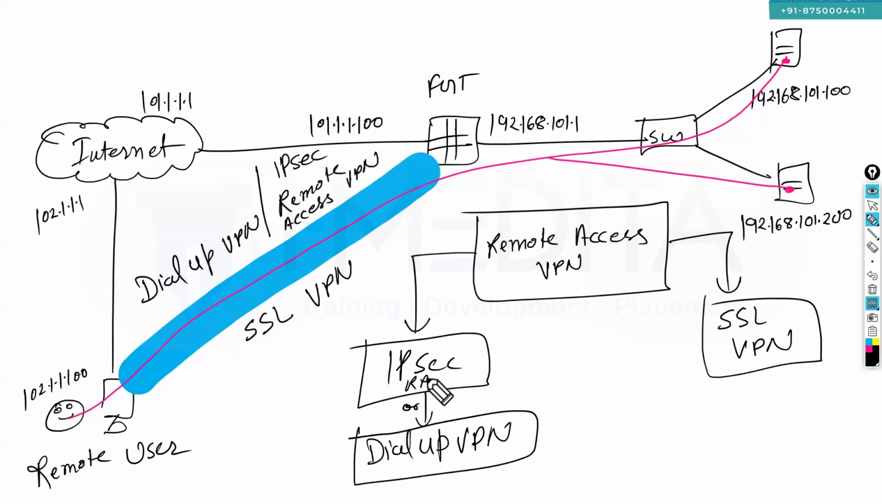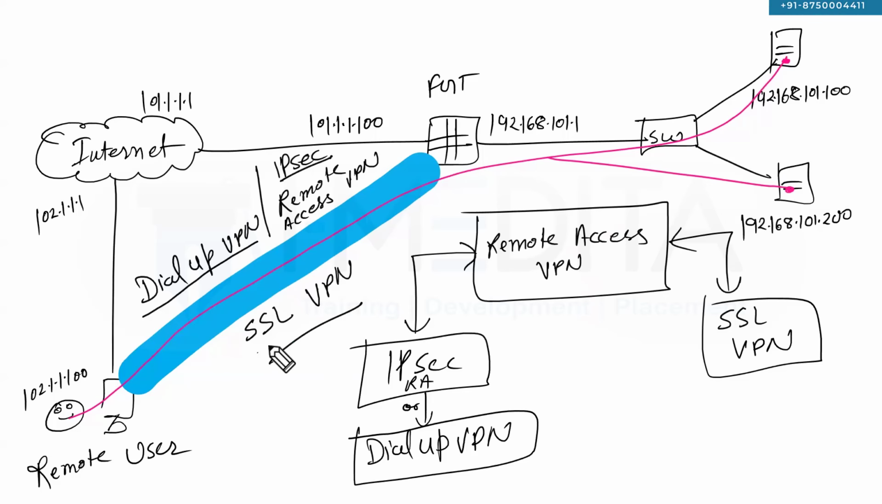So this should be clear. For remote access VPN, we can use IPsec or SSL. When we are using IPsec, it is called dial-up VPN. When we are using the SSL protocol, it is called SSL VPN. So both are the same thing, but the only difference is that dial-up VPN uses the IPsec protocol and SSL VPN uses the SSL protocol for secure communication, and both provide the same result.